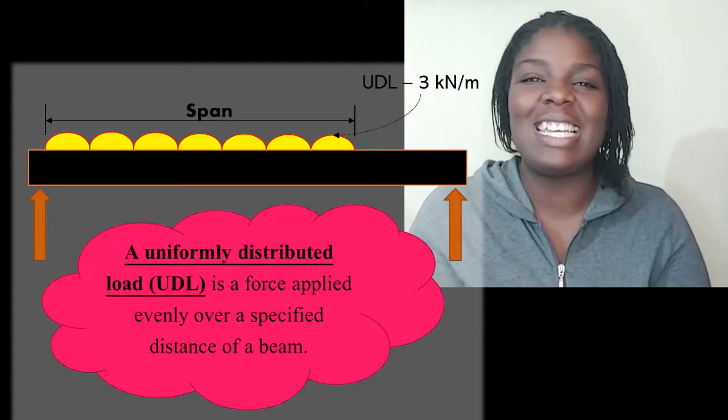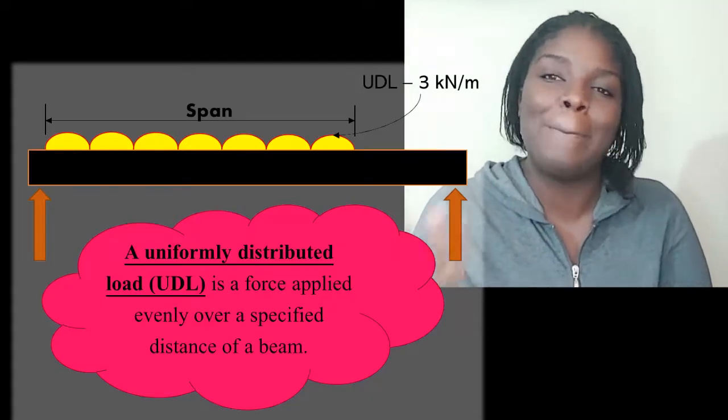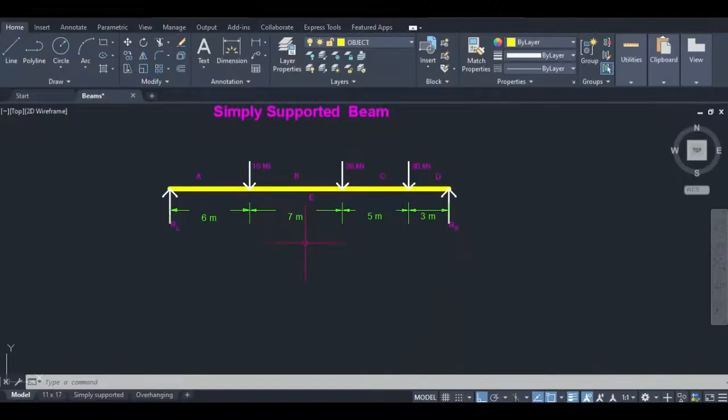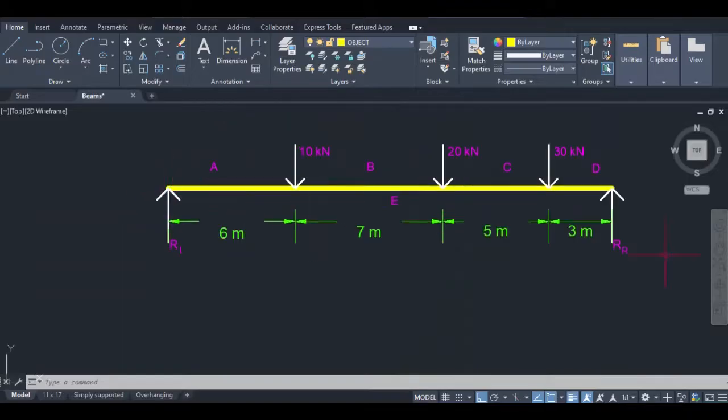So let's get into our simply supported beam. All right, so here we have an example of a simply supported beam, and we know it is simply supported because you have the reactions at the ends of the beam.